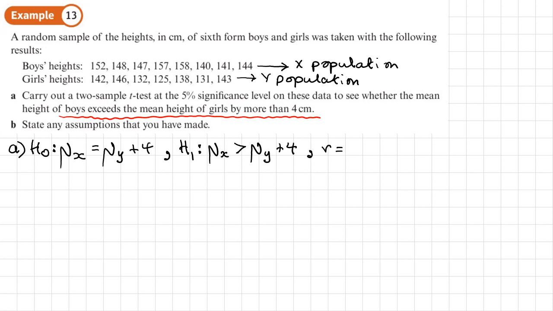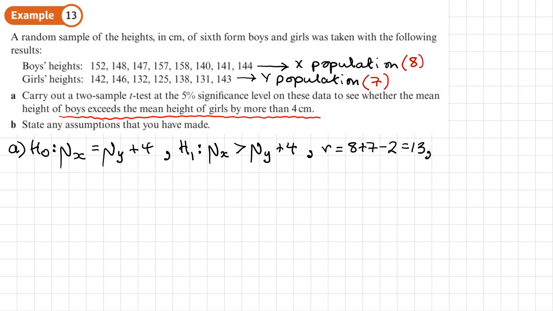We'll work out our degrees of freedom. So we have 1, 2, 3, 4, 5, 6, 7, 8 in our X population sample, and we have 1, 2, 3, 4, 5, 6, 7 in our girls or Y population sample. So degrees of freedom: 8 plus 7 minus 2, 15 minus 2 is 13.